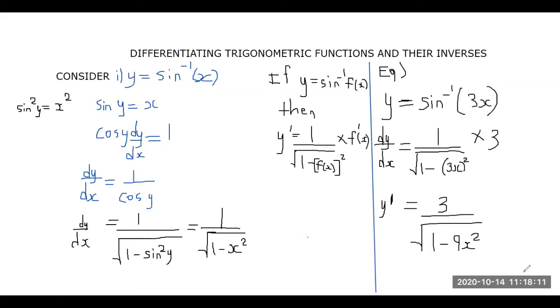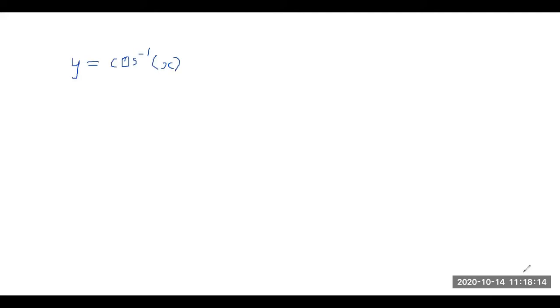Alright. Now the next thing to consider is if y is equal to the cosine inverse of x. If y is equal to the cosine inverse of x, then how are we going to find dy by dx? Now it's pretty much the same. Sine and cosine is the same thing. It's the same method. Now this is what we do for cosine. Now y is equal to cosine inverse of x. So then remember, what we can then say is cos y is equal to x.